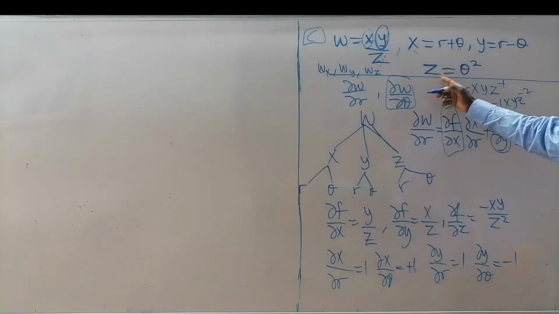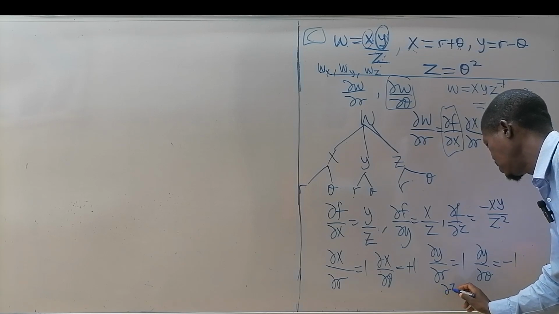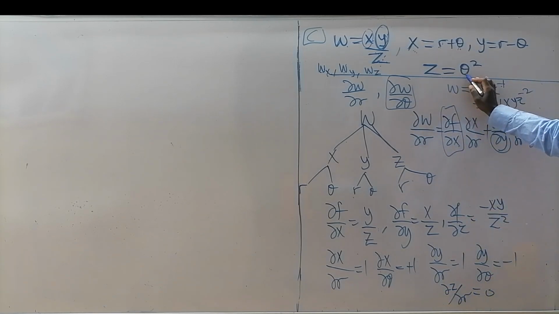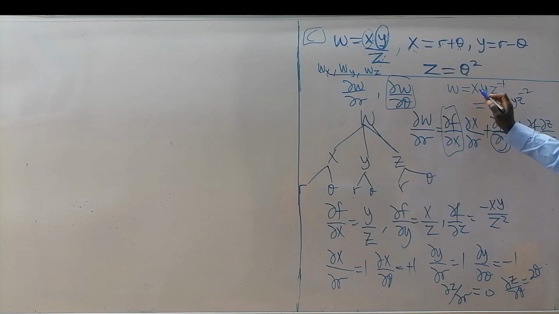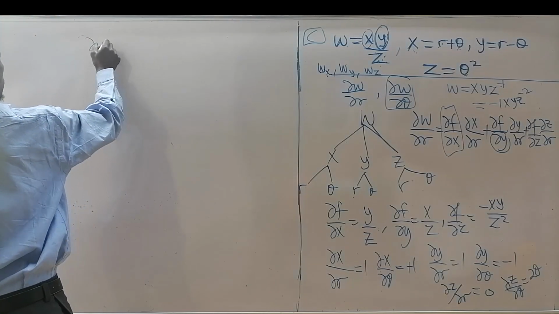Then you can also do this one. We don't have r in z, so del z del r is 0. We only have z with respect to theta, which will give us 2 theta. If we differentiate this one with respect to theta, we're going to have this. Finally, let's do this substitution.